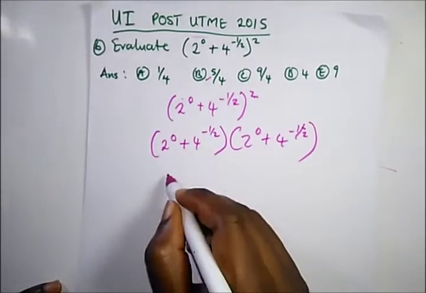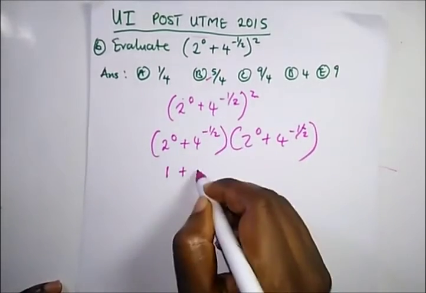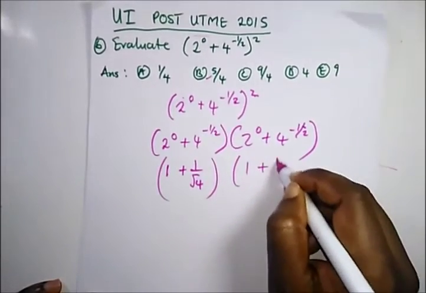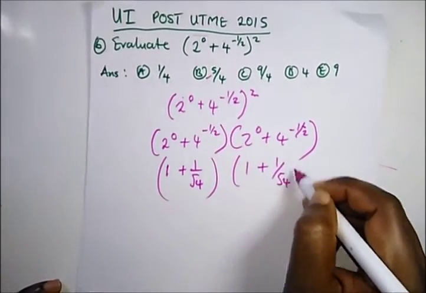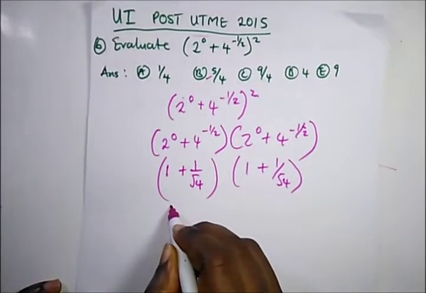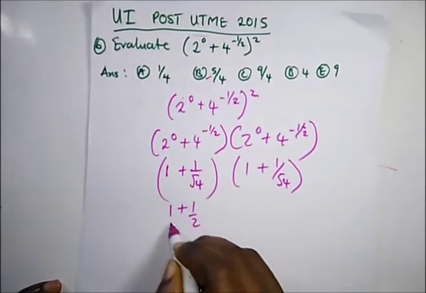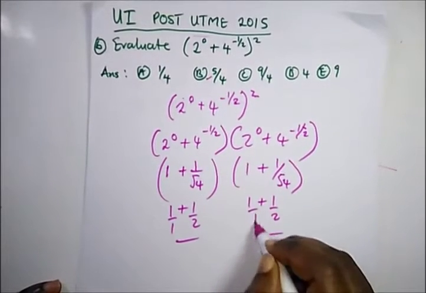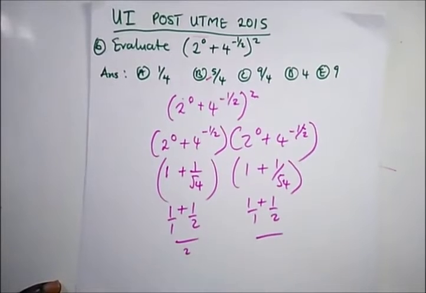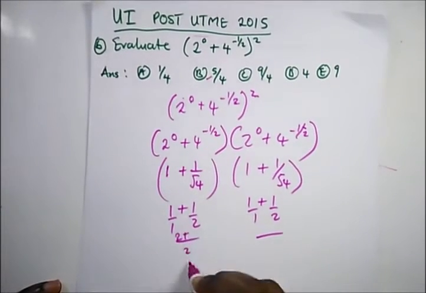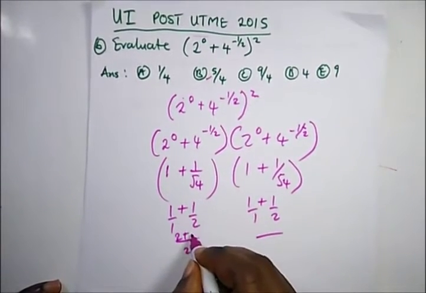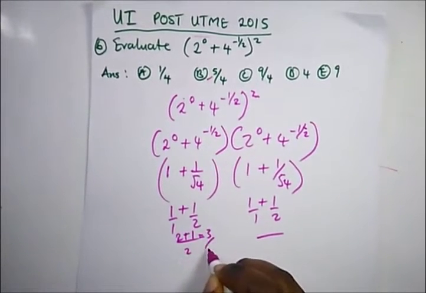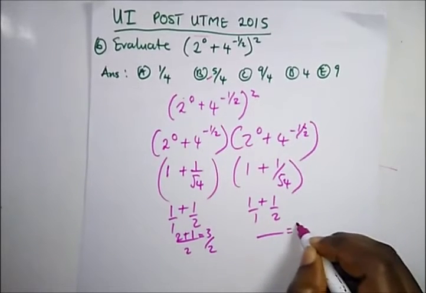So here, what is 2 raised to power 0? That is 1, plus 1 over the square root of 4. And the square root of 4 is 2. That's 1 plus 1 over 2. And we have 1 plus 1 over 2. Okay? So let's find the LCM, which is 2. 2 in 2 is 1 times 1, that is 1, plus 2 in 2 is 1 times 1, that is 1. 2 plus 1 is 3, so 3 over 2. And this is the same thing, 3 over 2.